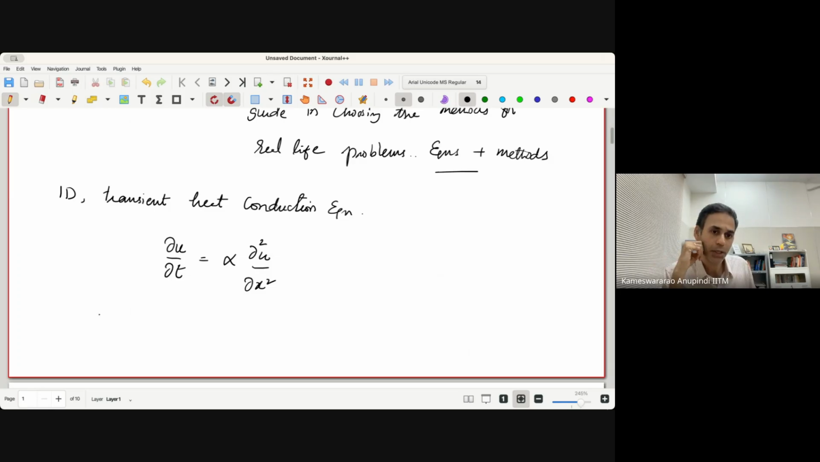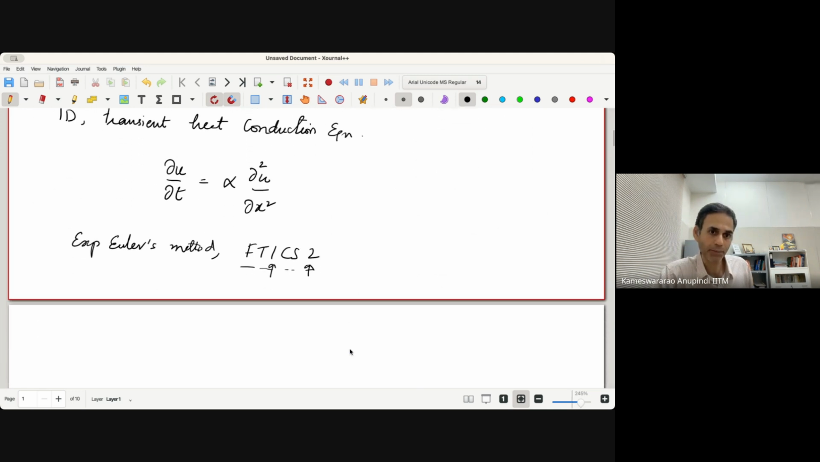of this equation. So let us choose the explicit Euler's method. Okay, that is also known as forward time centered space. So I write this as FT1 CS2, saying that this is basically the first order accurate forward time and then second order accurate centered in space. Okay, that's what I'm choosing. So with this, we know how to write this discretization.